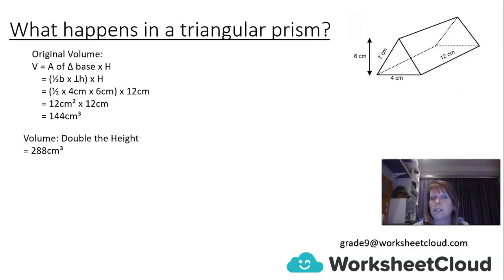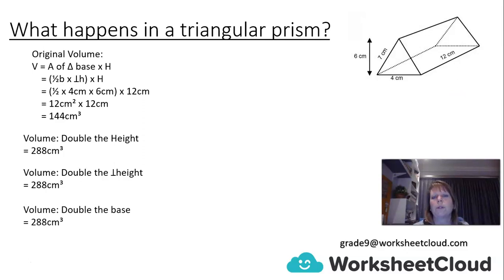So there's our original volume. There's the volume when we just doubled the height. There's the volume when we doubled the perpendicular height. And there's the volume when we doubled the base.